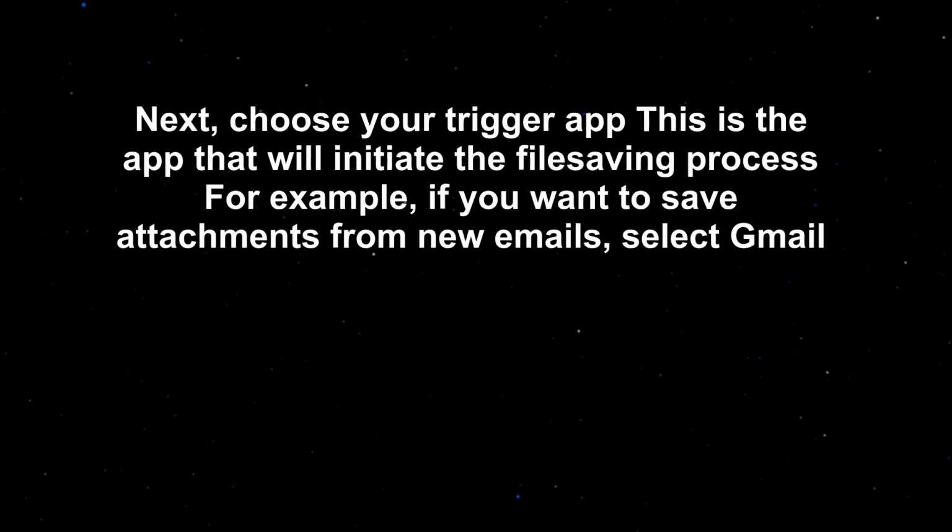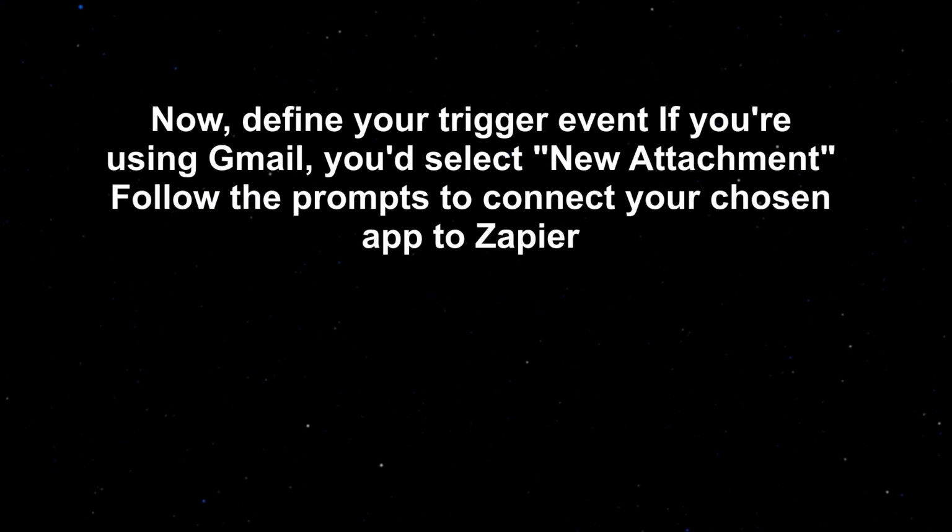Next, choose your trigger app. This is the app that will initiate the file saving process. For example, if you want to save attachments from new emails, select Gmail. Now, define your trigger event. If you're using Gmail, you'd select New Attachment. Follow the prompts to connect your chosen app to Zapier.